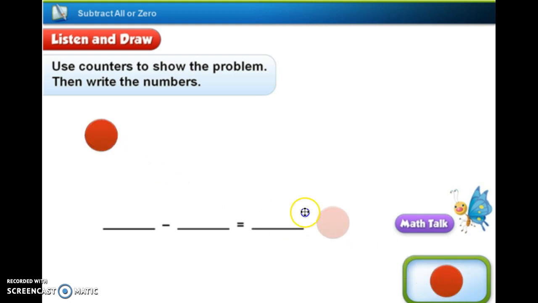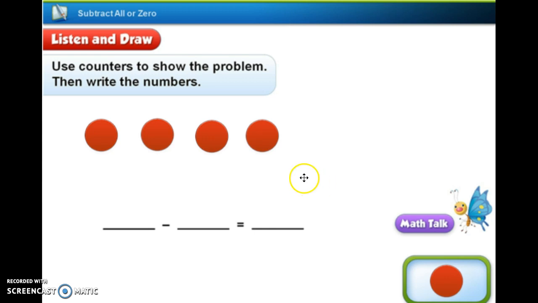1, 2, 3, 4. Excellent. Circle the counters that we took off the shelf. That's right. We didn't take any off the shelf. 0 toys are taken off.